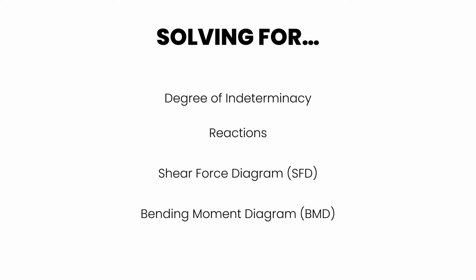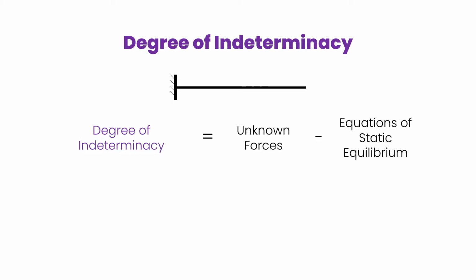So let's solve our cantilever beam for these four parameters one by one. The first one of which is the degree of indeterminacy. Now, I've already made a video talking about the difference between a statically determinate and an indeterminate structure. You can go and check it out right now. So let's start with the degree of indeterminacy. I've also shown you that the degree of indeterminacy, which is also known as the structural redundancy, is ultimately the unknown forces inside a structure minus the equations of static equilibrium.